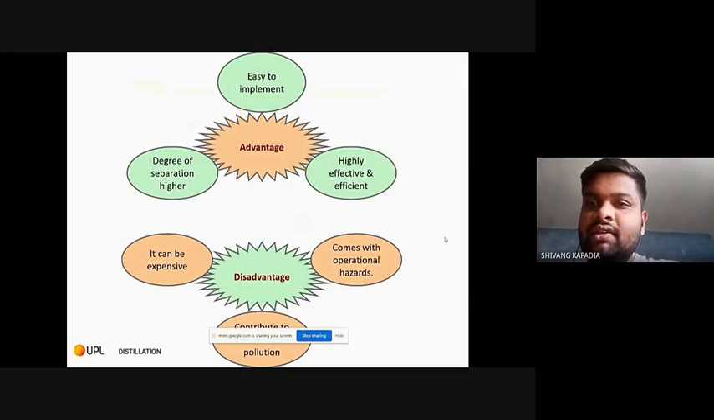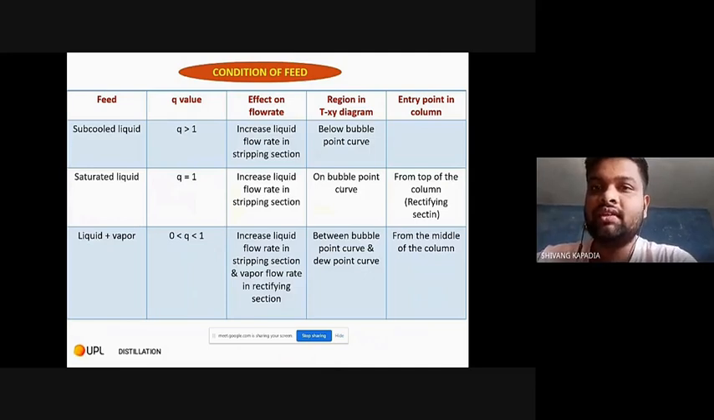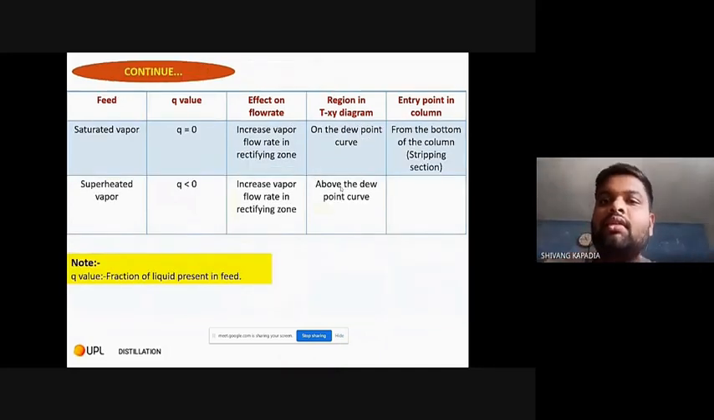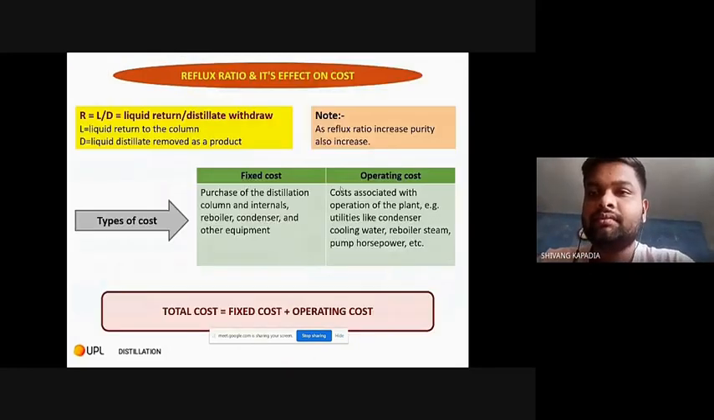These are the advantages and disadvantages of distillation setup, like easy to implement and a higher degree of separation, etc. If q is greater than 1, the feed is identified as subcooled liquid, and the other types of feed are saturated liquid, liquid plus vapor, saturated vapor, and so on. What is the q value? The q value is the fraction of liquid present in the feed.